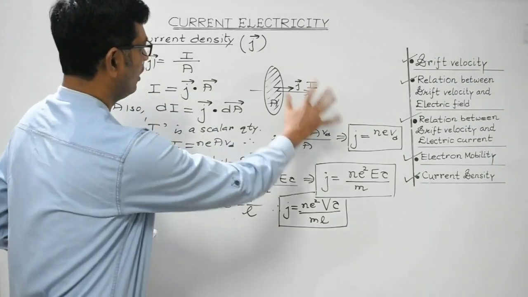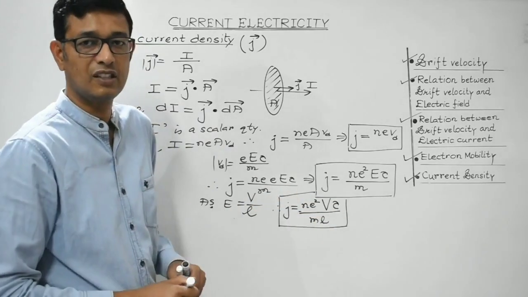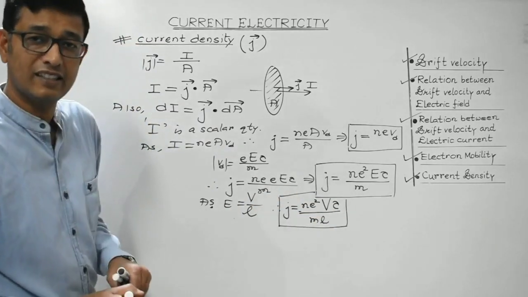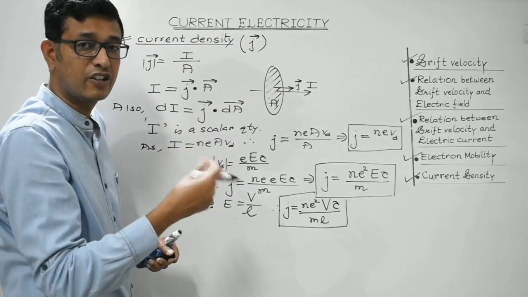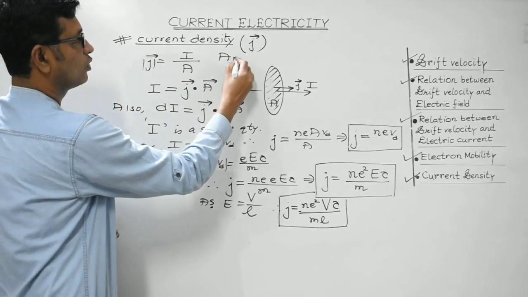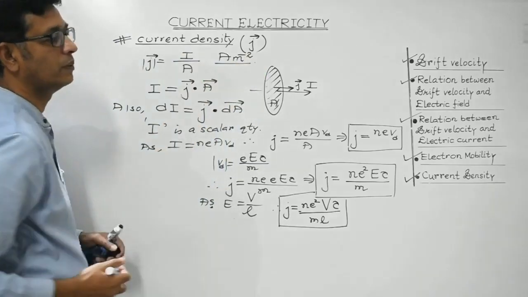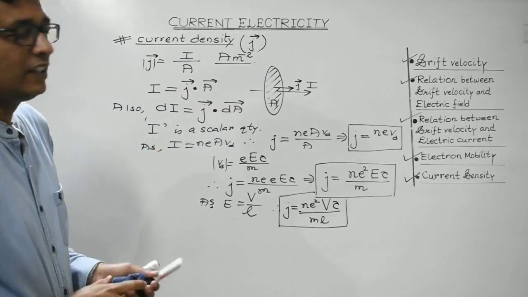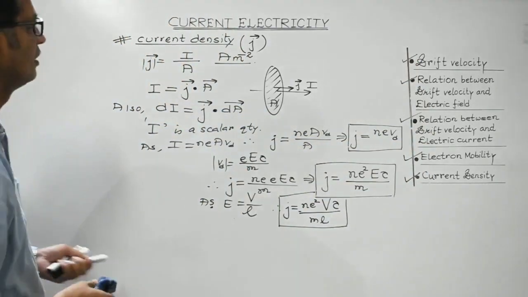So students, these all are the relationships between current density and other physical quantities. What about its SI unit? It is the current flowing per unit area in a direction normal to it. So current is ampere and area is meter square. So its SI unit is ampere per meter square. Do remember it. Right? So we have discussed all these topics.